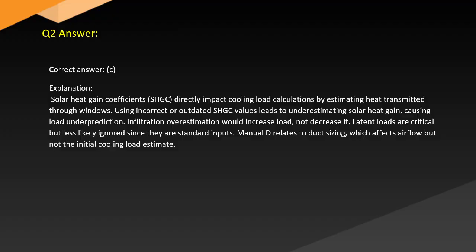Answer. Correct answer: C. Explanation. Solar heat gain coefficients directly impact cooling load calculations by estimating heat transmitted through windows. Using incorrect or outdated SHGC values leads to underestimating solar heat gain, causing load under-prediction.